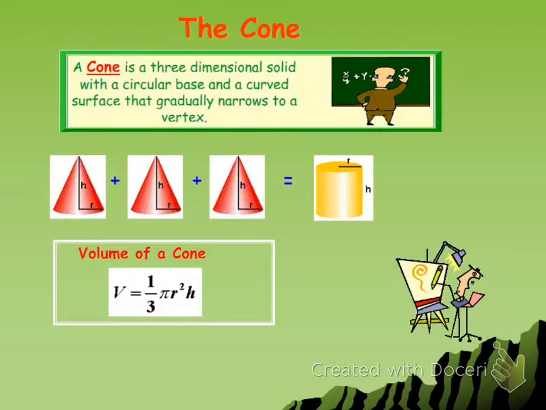You do not need to draw out this little diagram of the 3 cones forming a cylinder. You will need the volume of a cone, 1/3 times pi r squared h, which again should look familiar. If you would instead like to write it as pi r squared h divided by 3, that's the same thing. Multiplying by 1/3, dividing by 3, same idea.